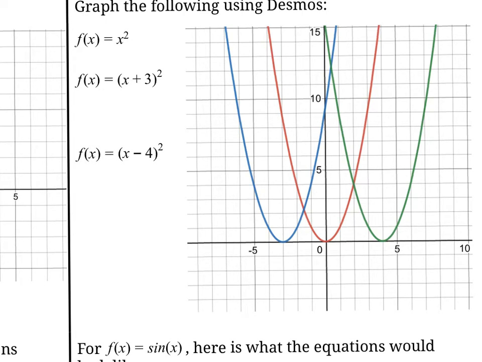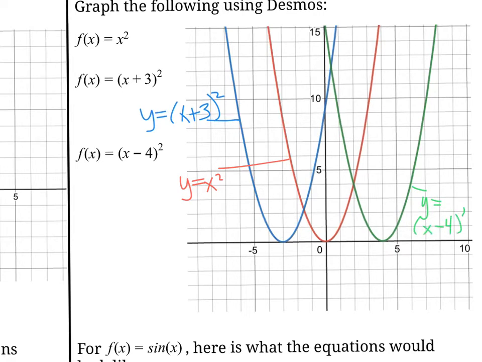So here's what you should see in Desmos. This middle one was our original, y equals x squared. This blue one was what it looked like when we did x plus 3, all squared. And this green one was the last one, y equals x minus 4, all squared.